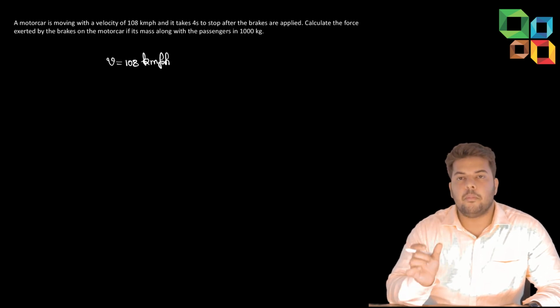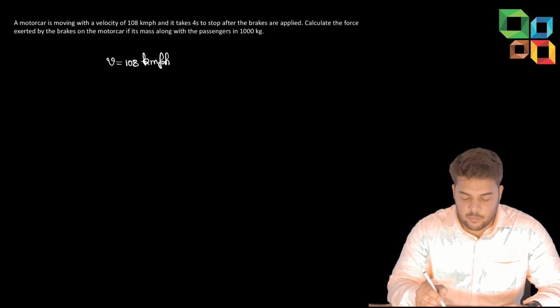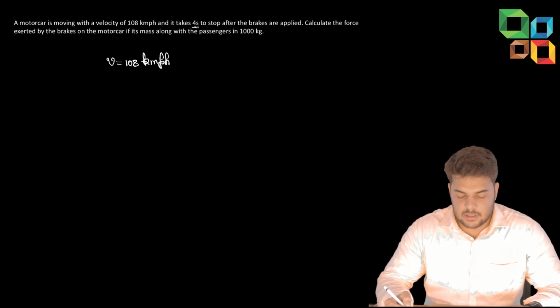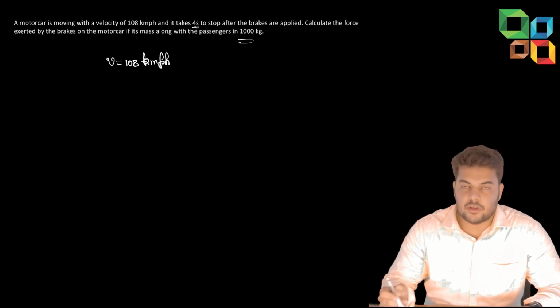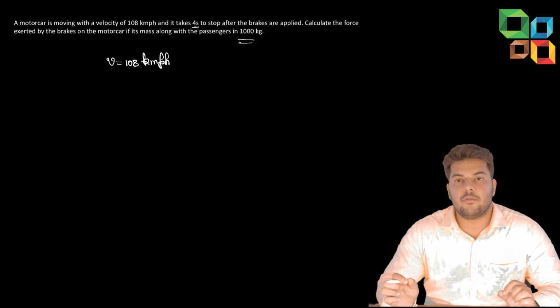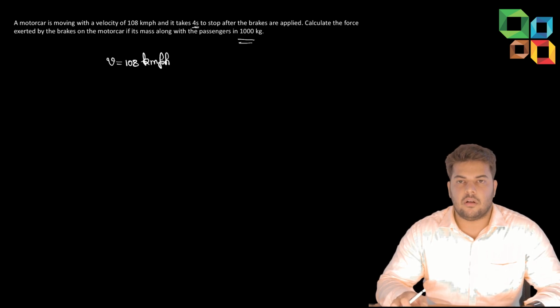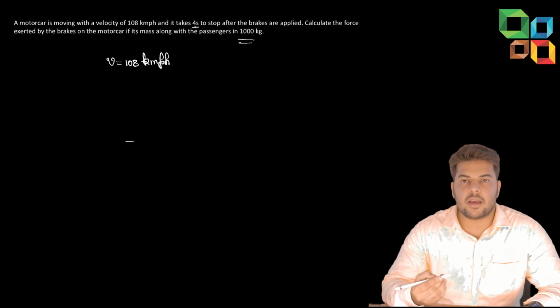the mix of units over here. So you can see that the velocity is given in kilometer per hour, and the time it takes to stop the vehicle is given in seconds, and the mass is given in kg, which seems to be an SI unit. So we want all the units to be in the same system of units. We do not want any confusion. Of course, why do I insist on such a thing?